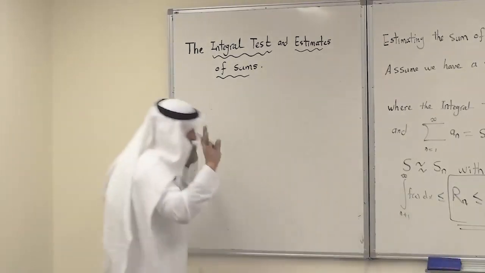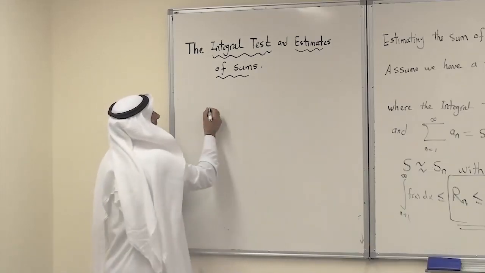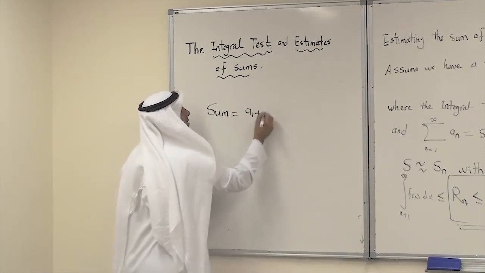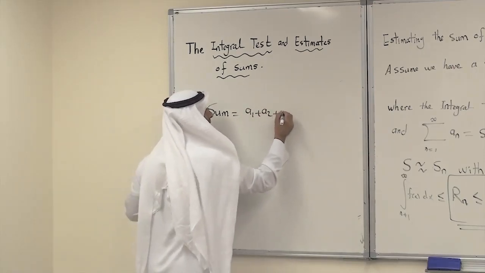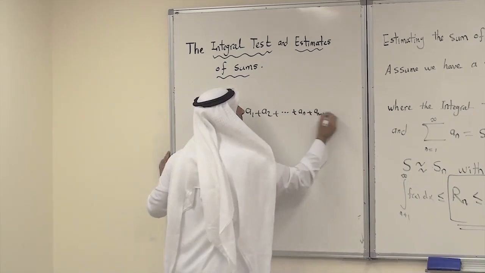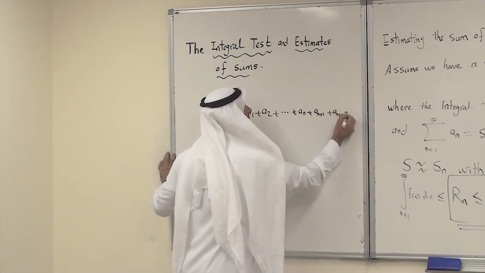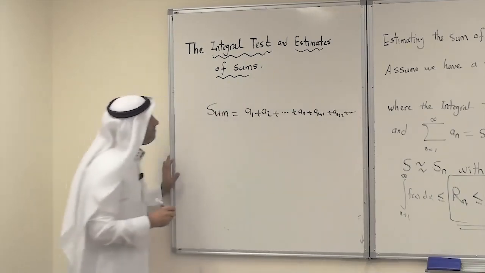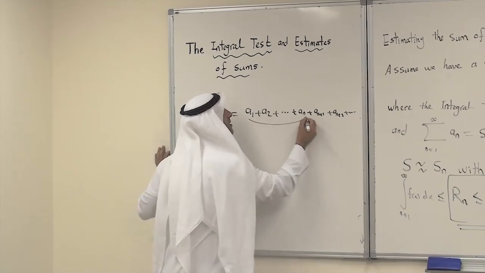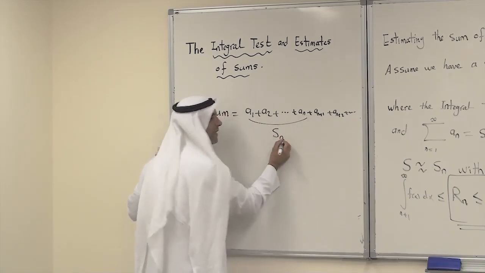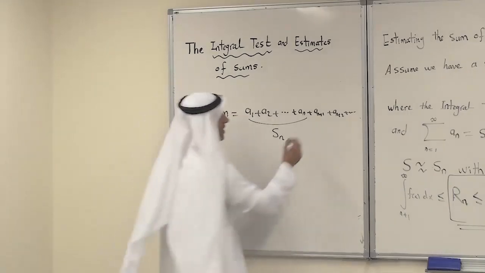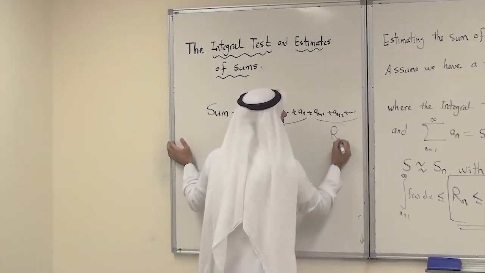Always, if we have a convergent series, then the sum of the series will be equal to what? A1 plus A2 plus ... AN plus 1 plus AN plus 2 plus etc. If we estimate it by adding the first n terms, we call this one Sn. For each Sn, there is a corresponding error called Rn. This is your Rn here.